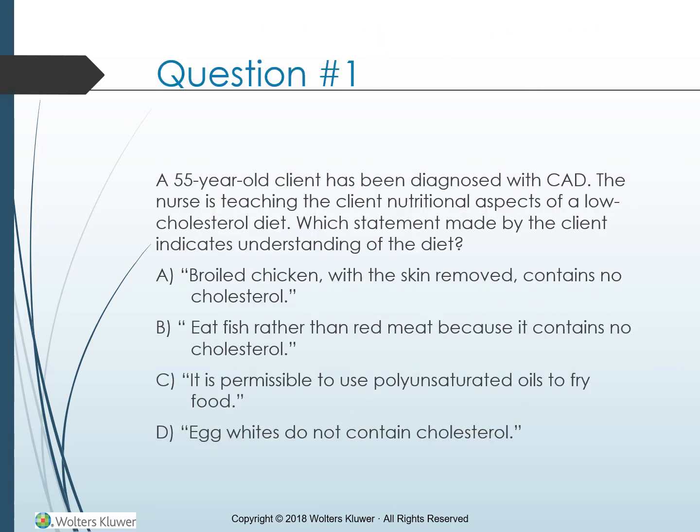Question: a 55-year-old client has been diagnosed with coronary artery disease. The nurse is teaching the client nutritional aspects of a low cholesterol diet. Which statement made by the client indicates understanding of the diet? Broiled chicken with the skin removed contains no cholesterol. Eat fish rather than red meat because it contains no cholesterol. It is permissible to use polyunsaturated oils to fry food. Egg whites do not contain cholesterol. So, which statement made by the client indicates understanding of the diet?